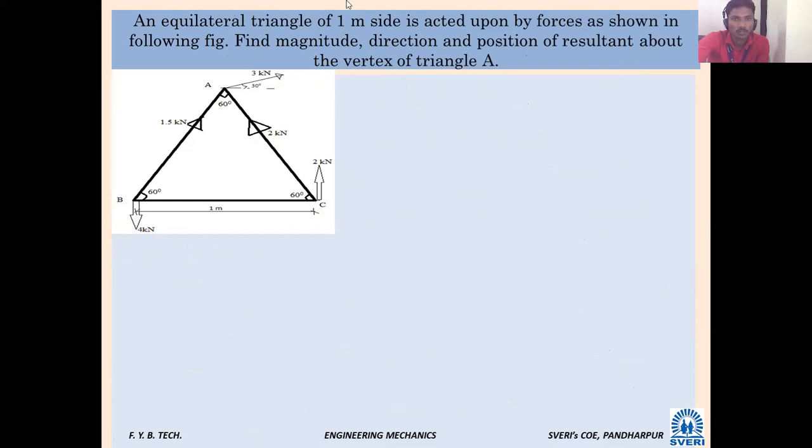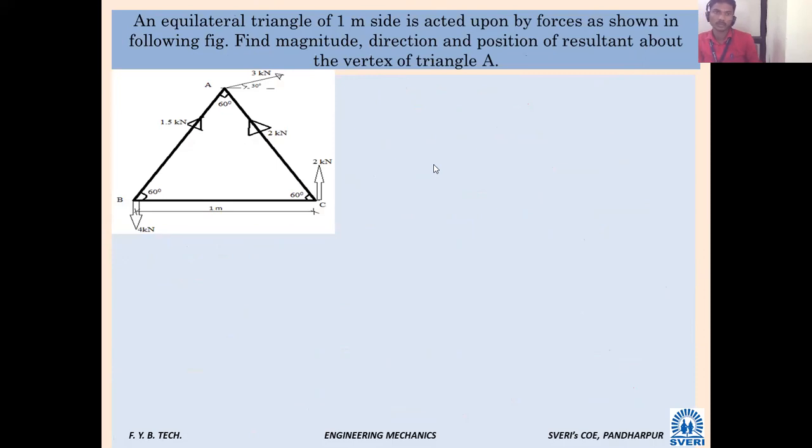I will give opportunity to read this problem. Samarth Chavan, roll number 18. Samarth, sir, read it loudly.